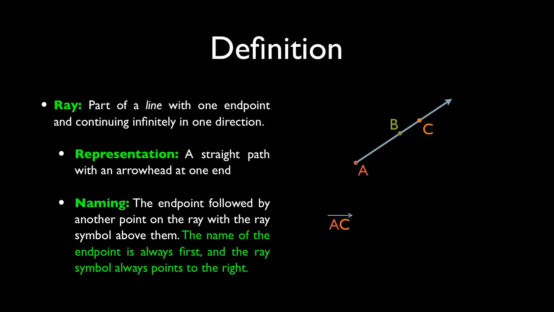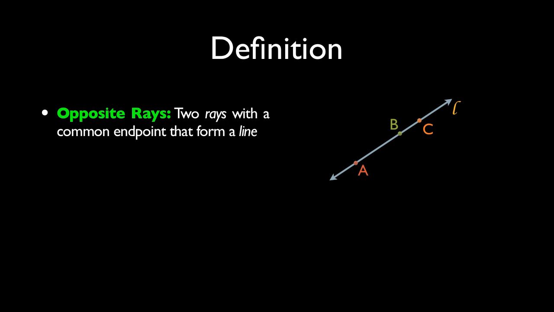Notice that the endpoint is always first. It doesn't matter which direction the ray is pointing, the endpoint is always first, and the symbol always points to the right. Ray AC in this image can also be named ray AB, because C and B are on that same ray. But on the line that we have, there are several rays. We also have ray BA and ray CA, which by the way can also be named ray ZB, and then we also have ray BC. So notice on this one line there are four different rays, two of which can be named in two different ways.